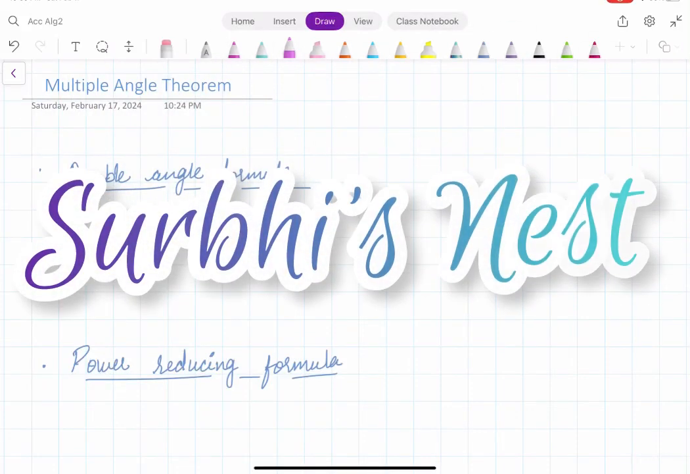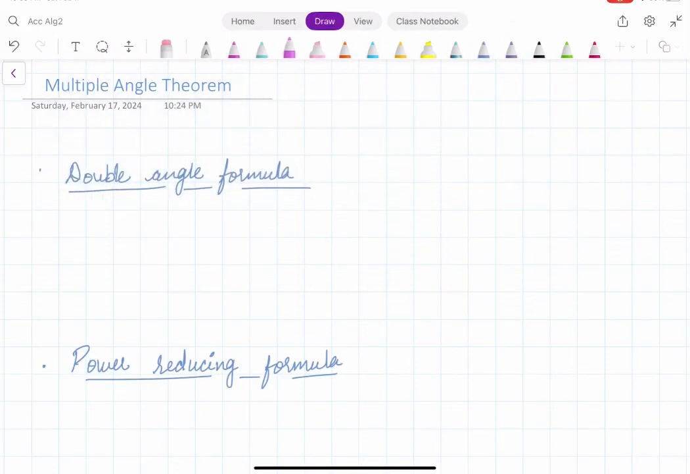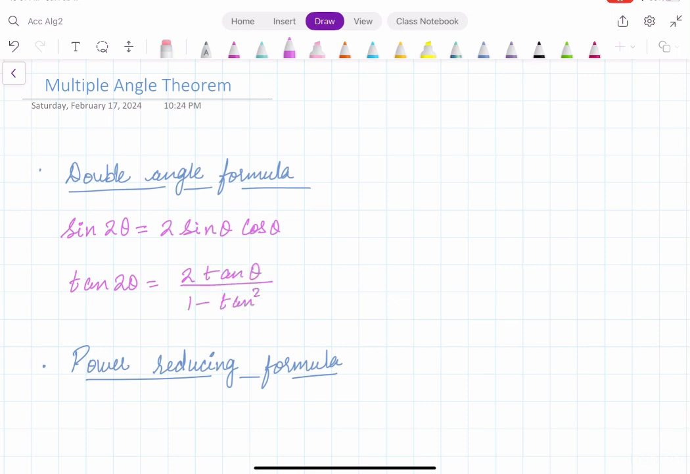Okay, today we will be talking about the multiple angle theorem, and for that we need to discuss the double angle formula. So double angle: sine 2 theta is 2 sine theta times cos theta. Then we can talk about the tangent 2 theta, that is 2 tangent theta divided by 1 minus tangent square theta. If we talk about the cos 2 theta, it can be written in three different ways.